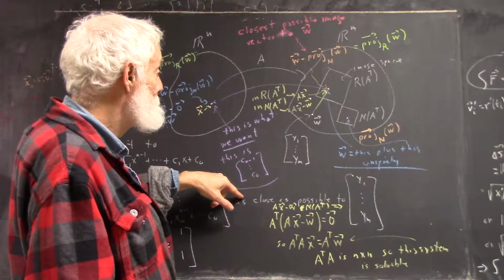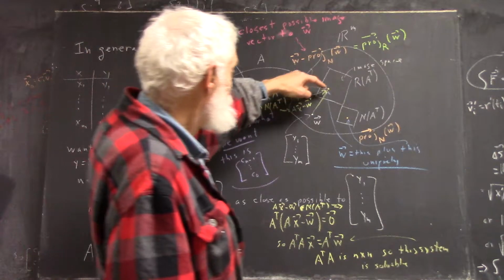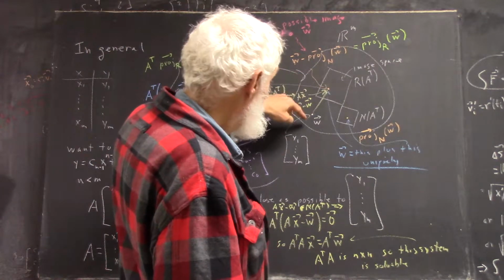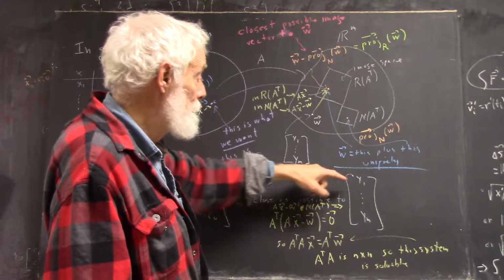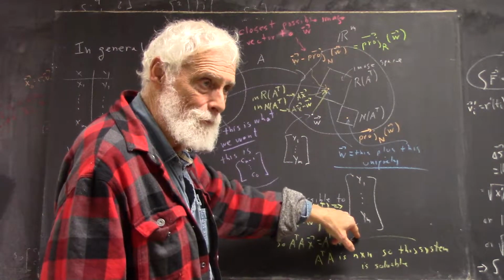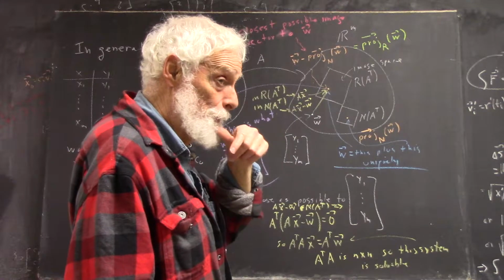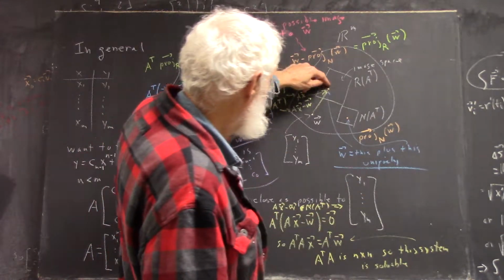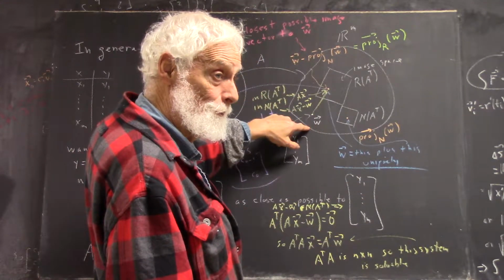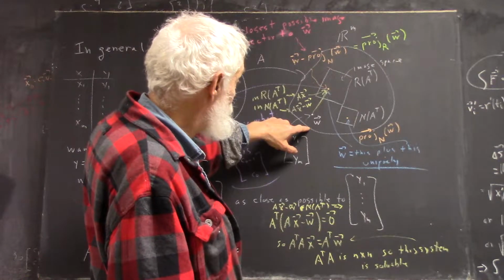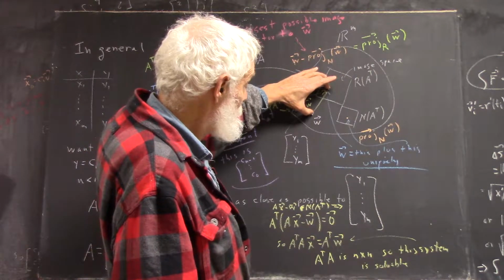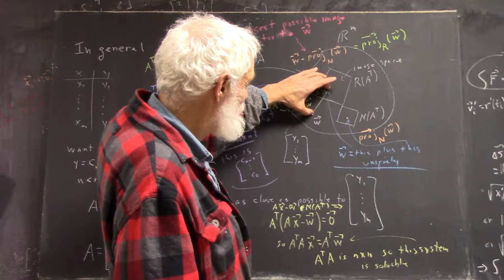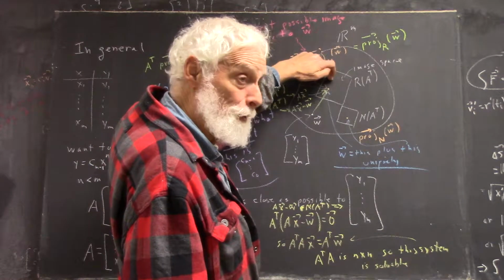Okay? So here's Ax, and here is w, w being the vector of your y datum. We want this to be as close as possible to this, which means that this vector has to be orthogonal to this space.